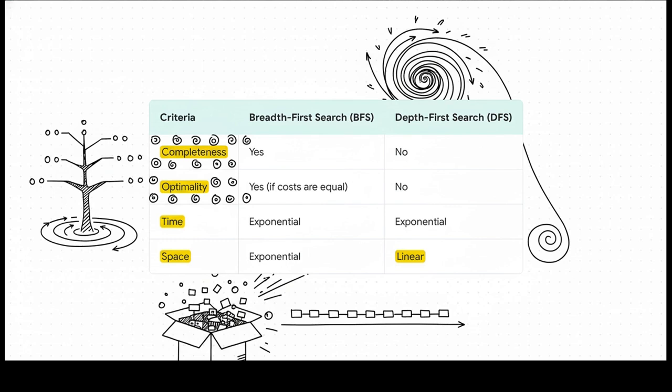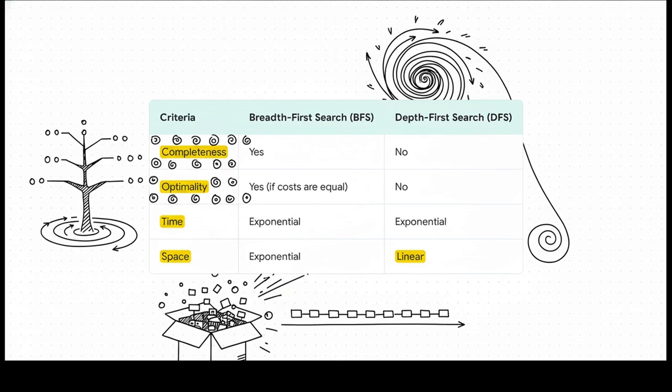What about optimality? Will it find the best answer? Again, BFS says yes, as long as each step is equal. DFS, no guarantees at all. Time? Well, they can both be pretty slow. But here's the kicker. Space. Memory. BFS can use an enormous amount of memory. But DFS? It's super efficient with memory.